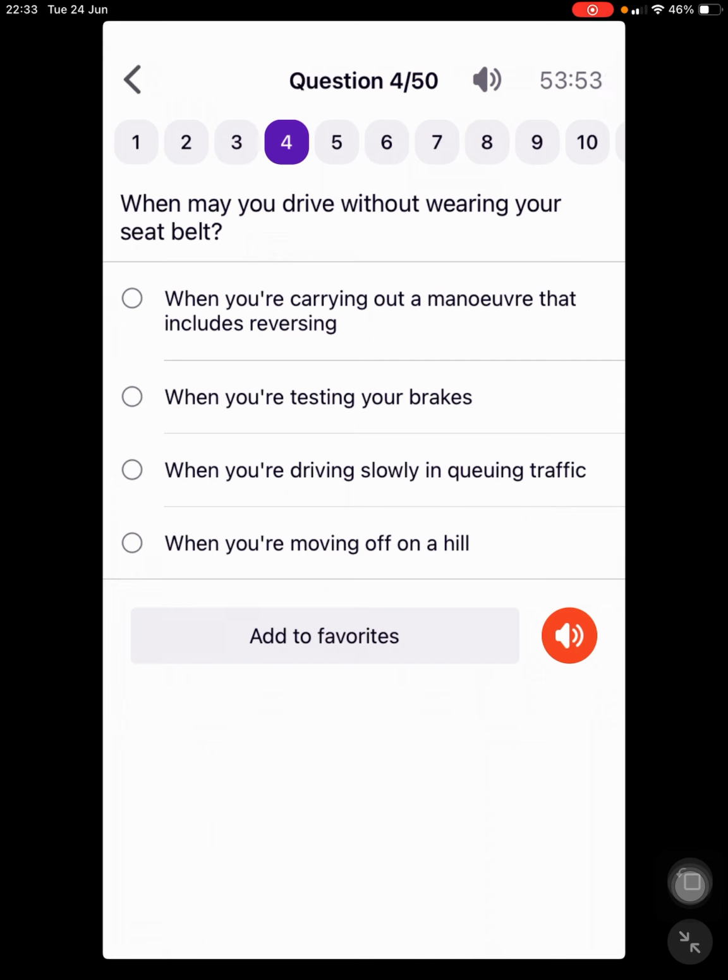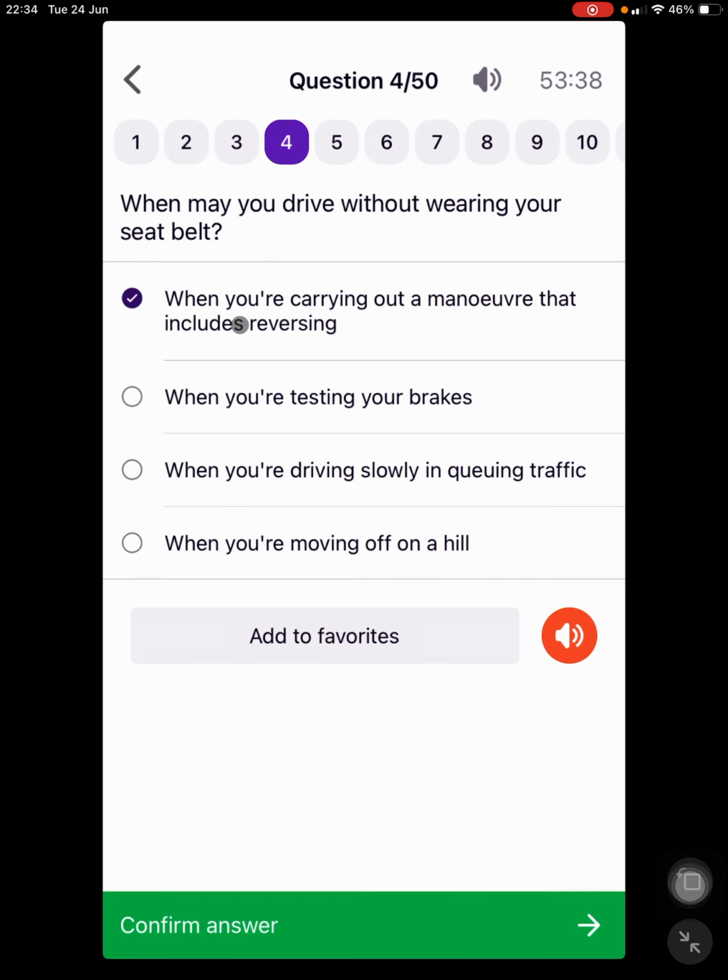When may you drive without wearing your seat belt? So there are two answers. One is when you're reversing, and the second one is due to a health condition. So a medical reason, and also when you're reversing.